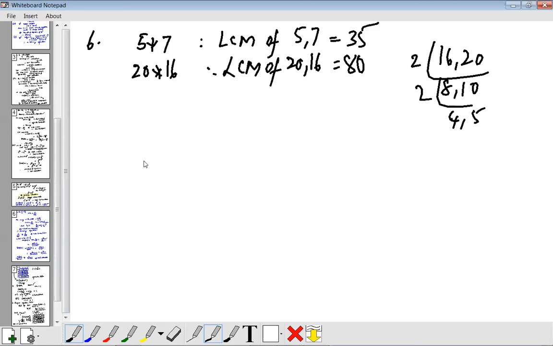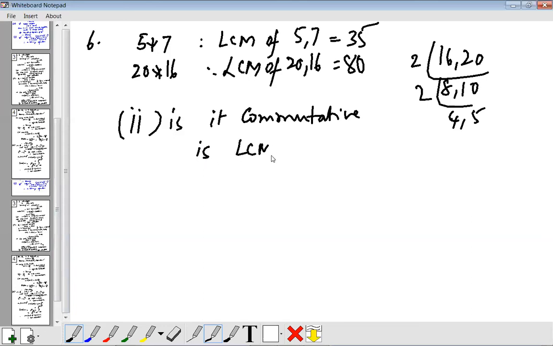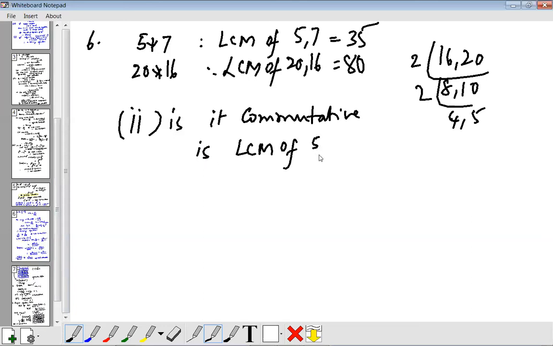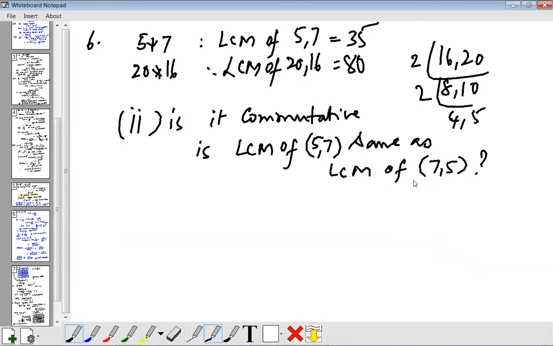So second one, is it commutative? It is asking, is it commutative? So what we need to test is whether LCM of 5 and 7 is the same as LCM of 7 and 5. Yes. So that's why yes.